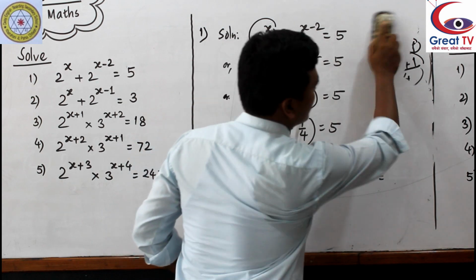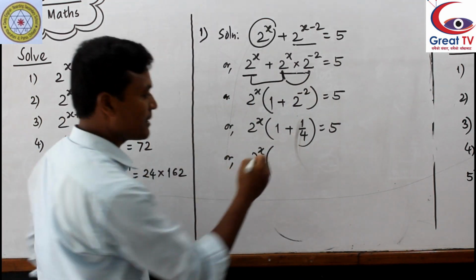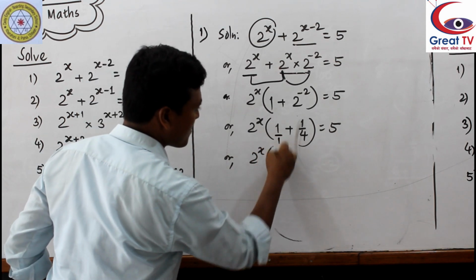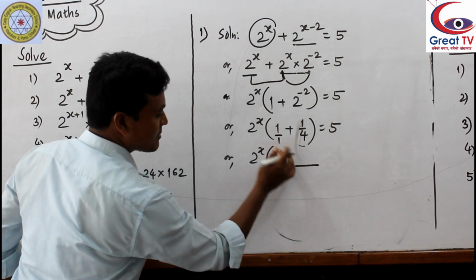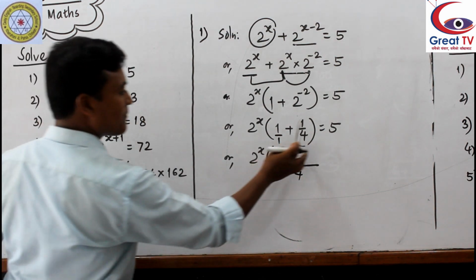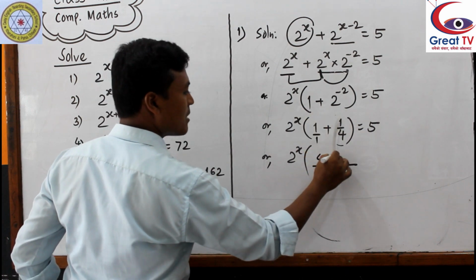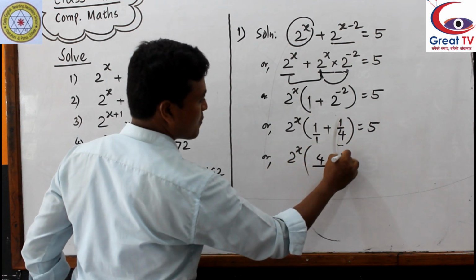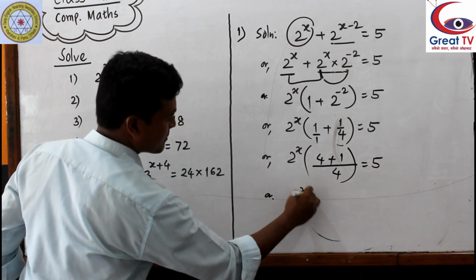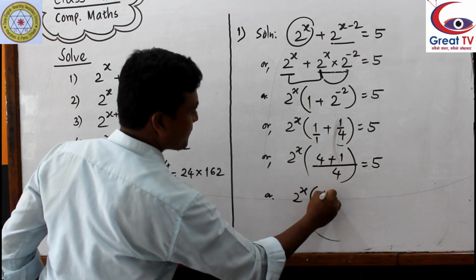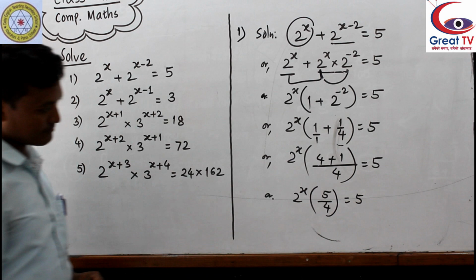But here it is 1 plus 1 by 4. So let us say, by the direct idea, it is 1, it is actually 1 upon 1. So tala multiplying, tala: 4 ones are 4. Then go this way: 4 ones are 4 plus 1 ones are 1 equals 5. Then after this 2 to the power x, 4 plus 1, 5 by 4 equals to 5.